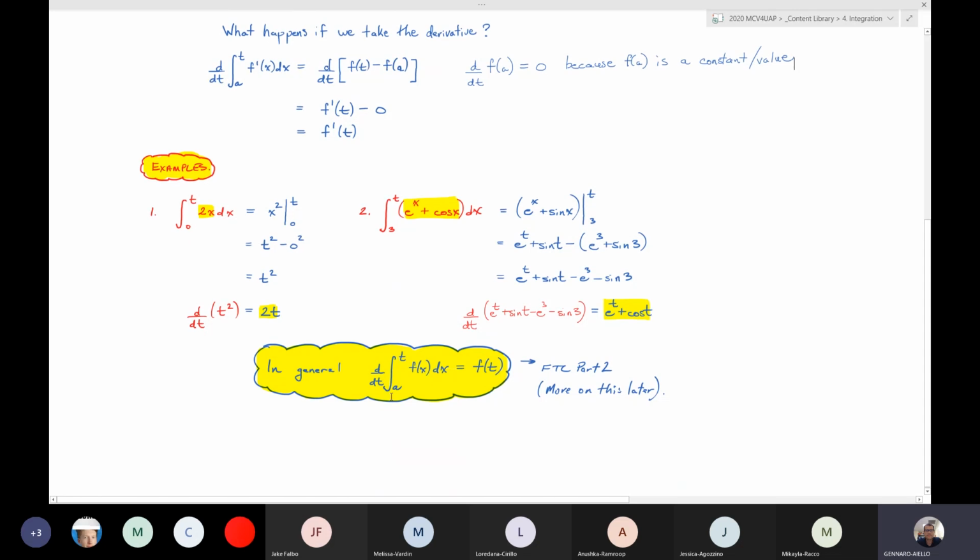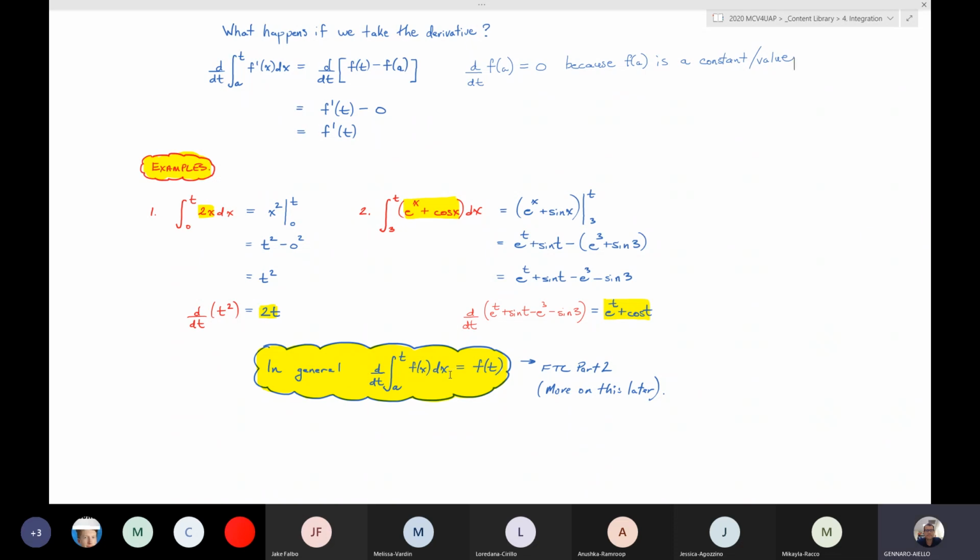So in general then, if you want d by dt, the derivative of that integral from a to t of some function, then you don't actually have to go through all that work every time, because it's always going to just be the integrand evaluated at that upper limit t. Okay, that expression there is known as part 2 of the fundamental theorem of calculus. We're going to talk more about it later.